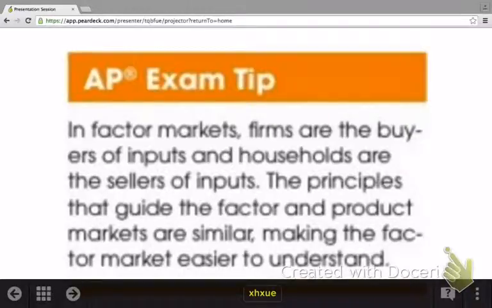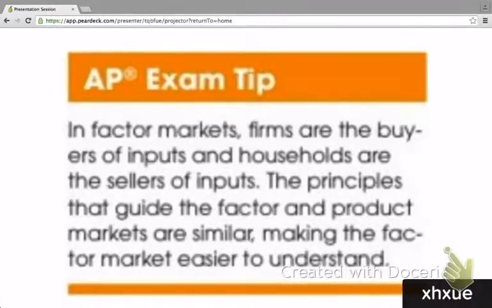Now, here's a tip for the AP exam. In factor markets, firms are the buyers of inputs and households are the sellers of inputs. Remember, when we looked at product markets, firms were the sellers of goods and services and households were the buyers of outputs. So the principles that guide the factor and product markets are similar, and this should make the factor market easier to understand for you because you've already studied the product market.